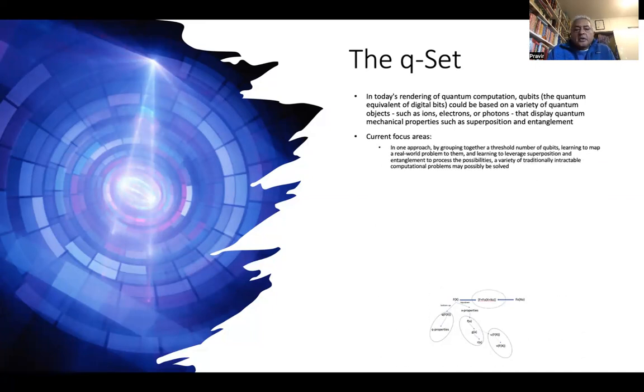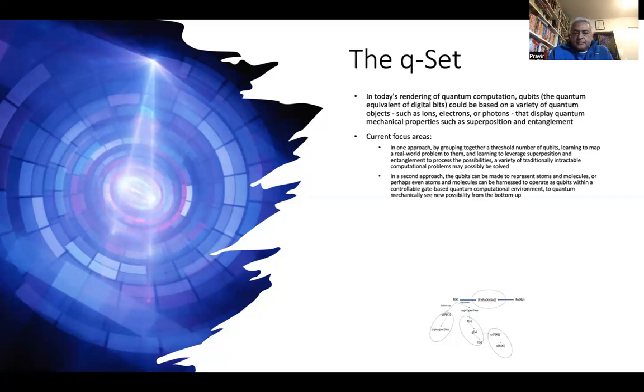If we think about what players today in the quantum computing industry are doing, then some players are following this approach where they group together a threshold number of qubits, learn to map a real-world problem to them, learn to leverage superposition and entanglement to process the possibilities, and in the process, address a variety of traditionally intractable computational problems through this approach.